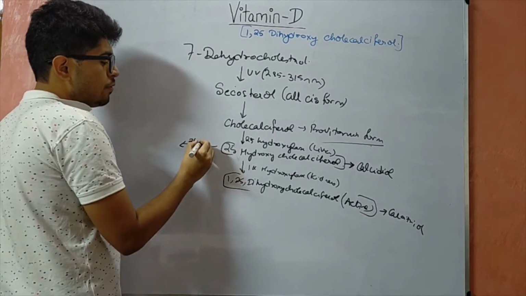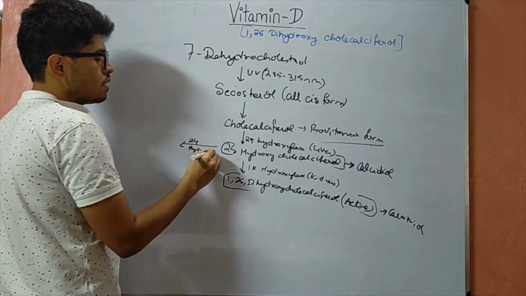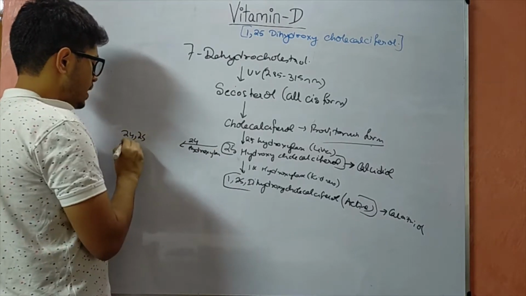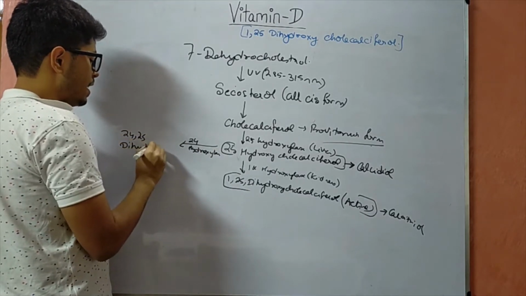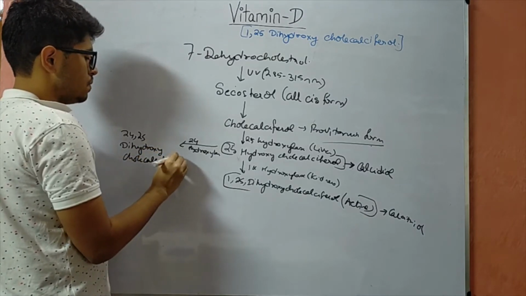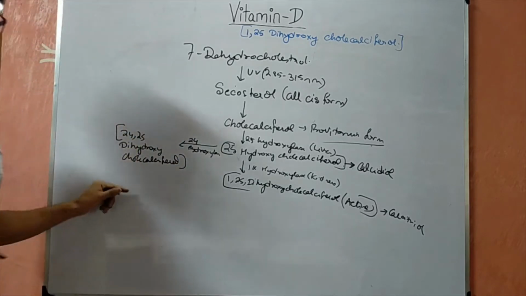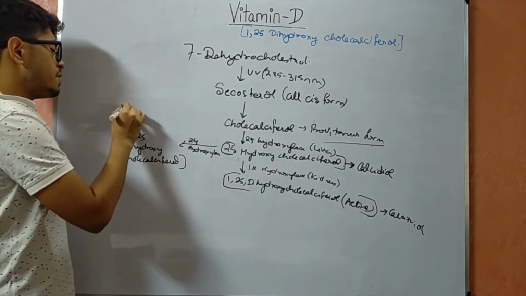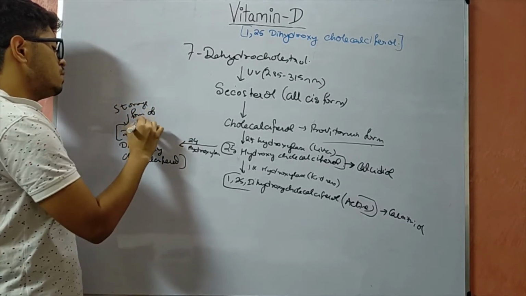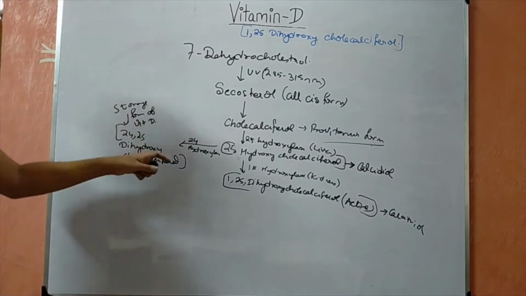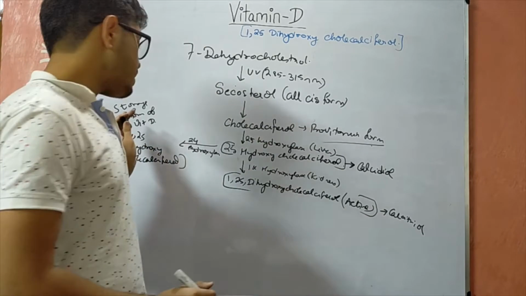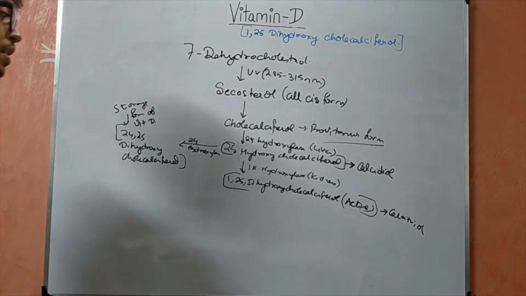acted upon by 24 hydroxylase to form 24,25 dihydroxycholecalciferol, which is the storage form of the vitamin. This is the storage form. So 24 hydroxylase acts on 25 hydroxycholecalciferol to form 24,25 dihydroxycholecalciferol.